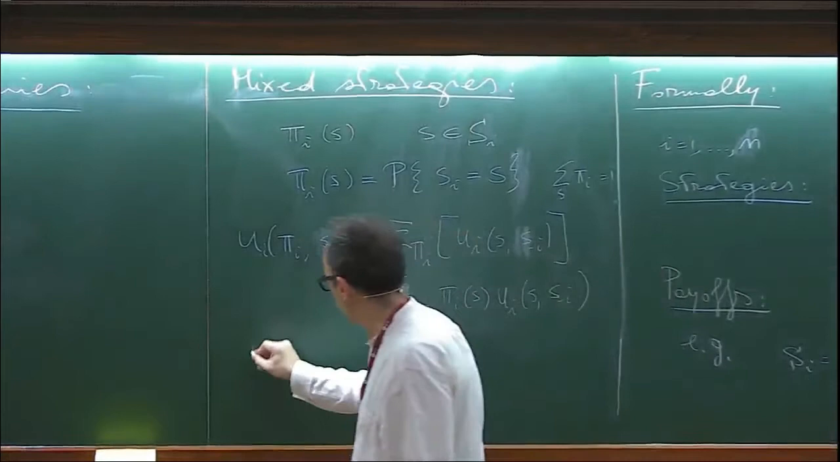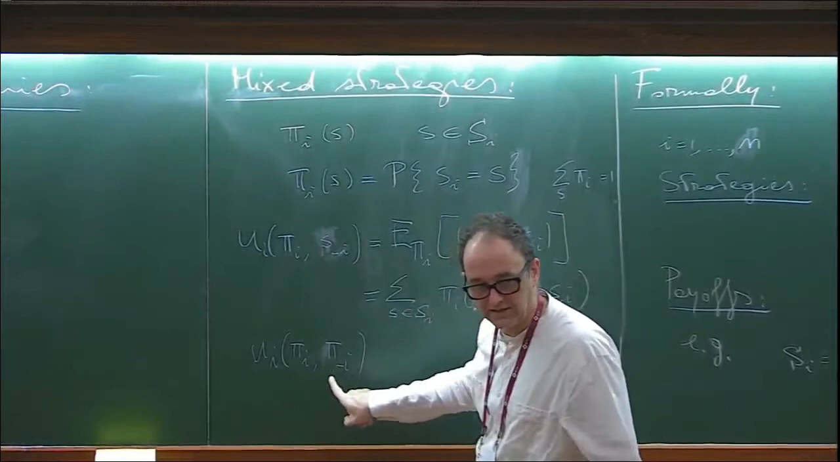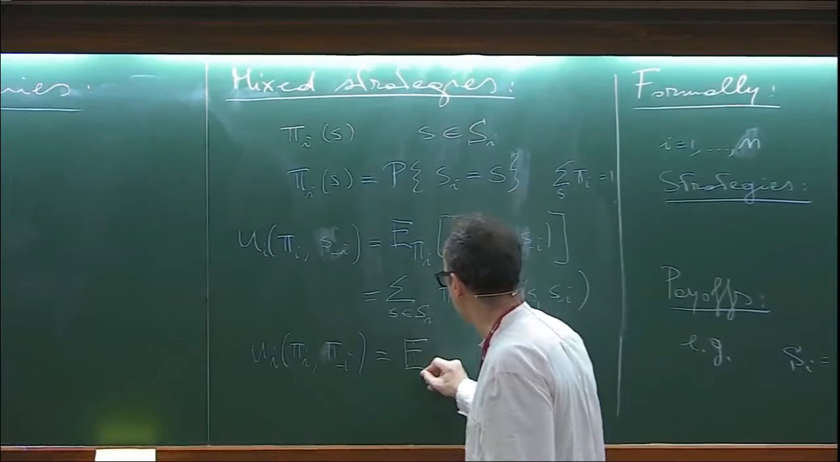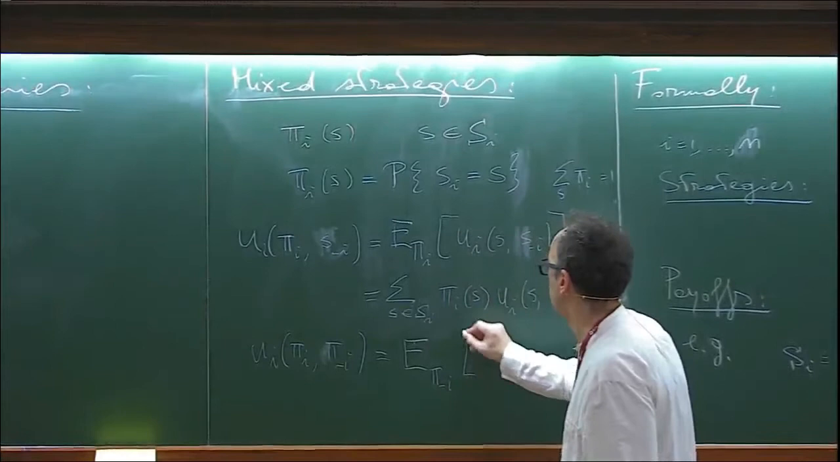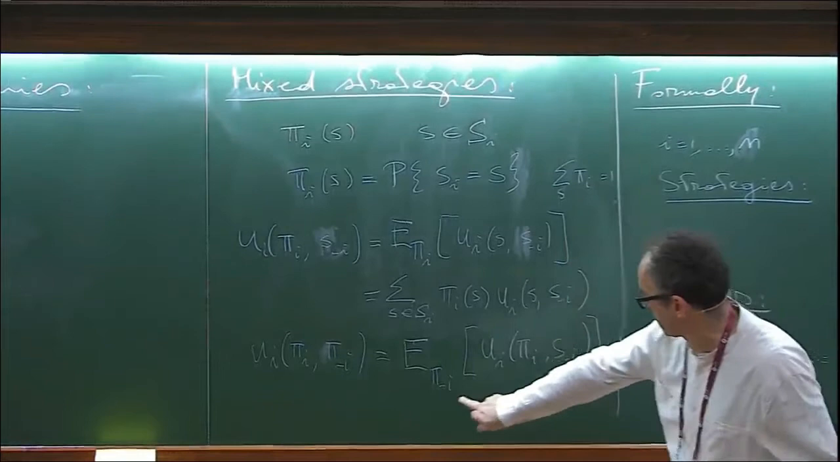Then you can further generalize to the payoff of a mixed strategy against mixed strategies by taking the expected value of your payoff over the mixed strategies of all your opponents, where the opponents' strategies are drawn according to their distributions, okay?